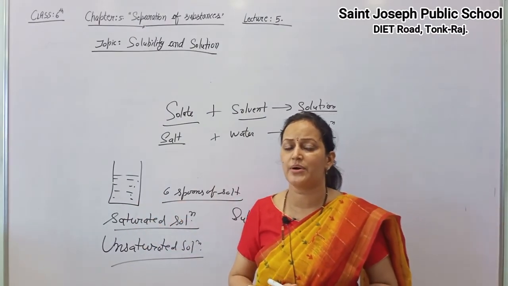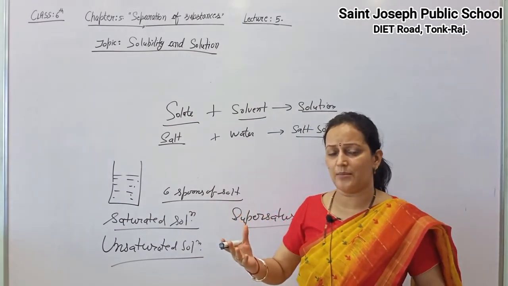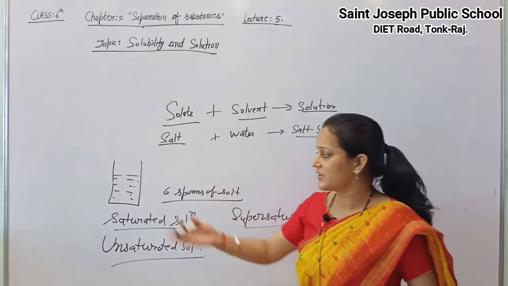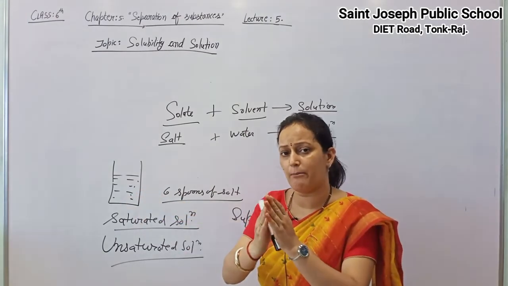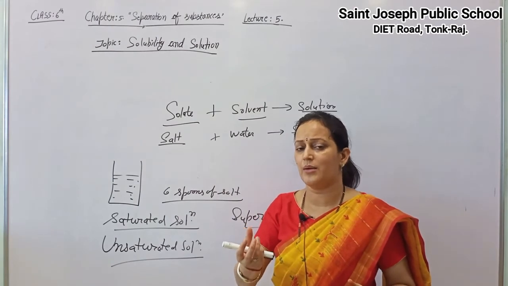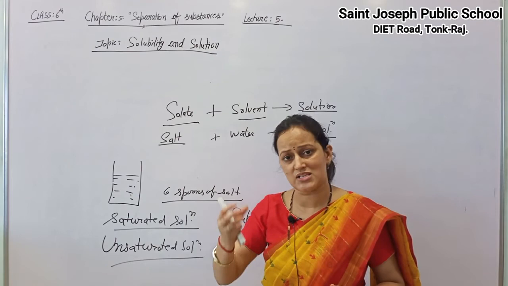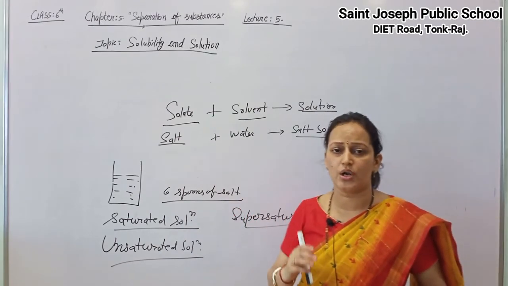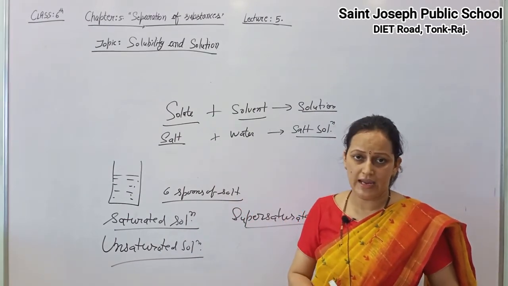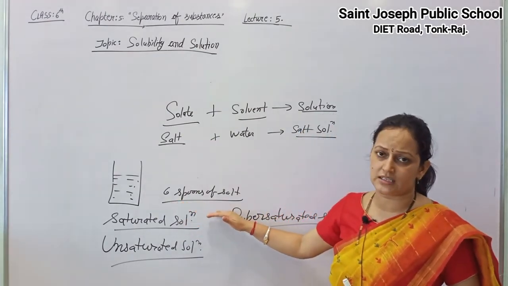हमें temperature क्या करना पड़ेगा? यहाँ पे increase करना पड़ेगा. On increasing the temperature, what will happen? That water particles, they will move apart from each other. More space will be created among the water molecules, among the water particles, and in that extra space, extra solute can be dissolved. And on doing so, assume इसमें maximum हम 6 spoons of salt add कर सकते थे.